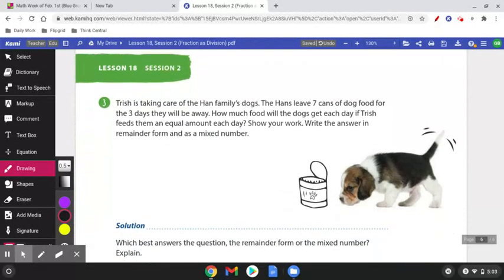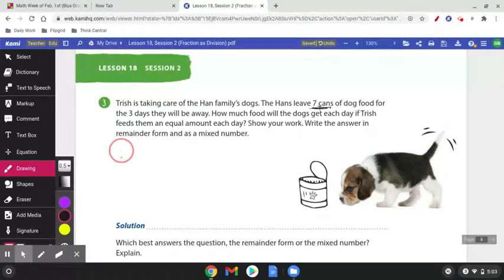Okay, if you move on to number 3, Trish is taking care of the Han family dogs. The Hans leave 7 cans of food for the 3 days they will be away. How much food will the dogs get each day if Trish feeds them an equal amount each day? Show your work, write the answer in remainder form and as a mixed number. In this case, it's not telling us we have to write it or draw it, but we certainly could.